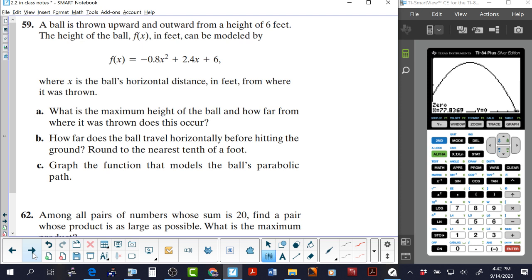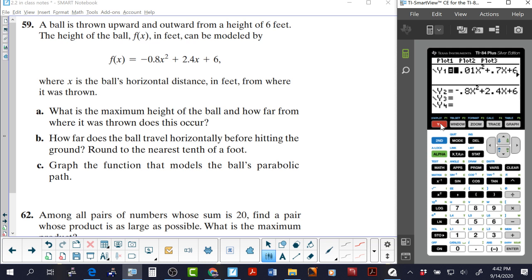The ball is thrown upward and outward from a height of 6 feet. The height of the ball, f of x in feet, can be modeled by that function, where x is the ball's horizontal distance in feet from where it was thrown. What is the maximum height of the ball and how far from where it was thrown does this occur? It's a very similar question. Actually, I already put this into Y2. Let's turn that back on. Let's turn this one off.